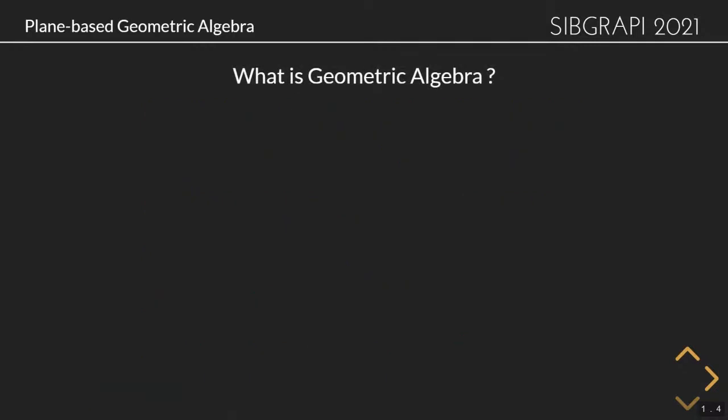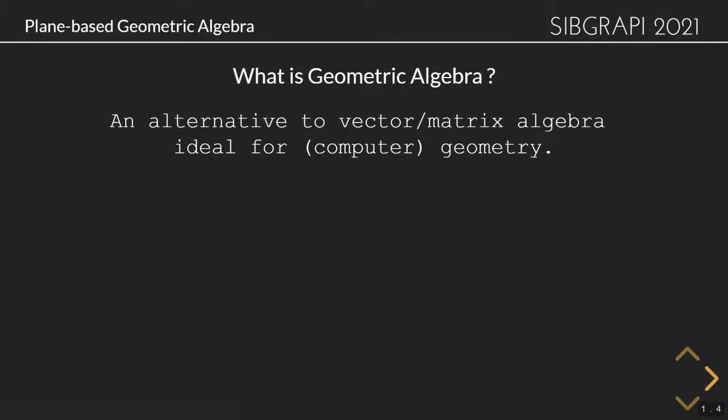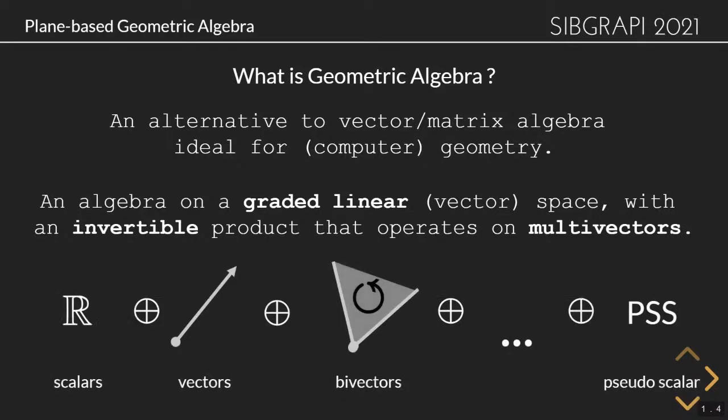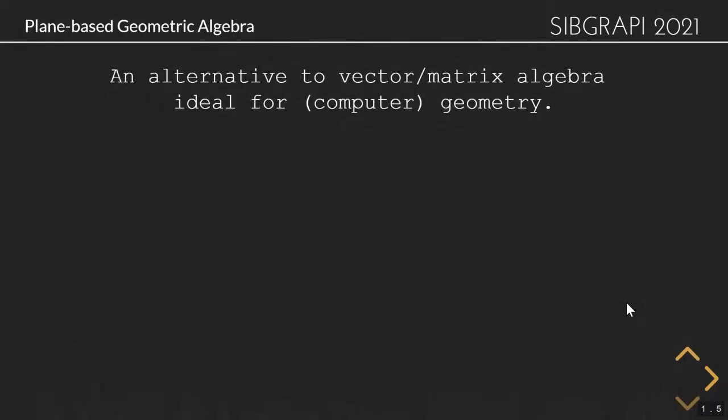Let's get started. We will not assume that you are very familiar with geometric algebra yet, so let's start with a tiny overview. So geometric algebra is an alternative to vector and matrix algebra that is truly ideally suited for computer geometry. In a bit more of a mathematical sense, it is an algebra on a graded linear space with an invertible product that operates on multivectors. So this graded linear space really just means that it is a direct sum of the real numbers you already know, the vectors you already know, and then some new objects called bivectors, trivectors, and so on, all the way up to something called the pseudoscalar. Leo will go into much more detail on that.